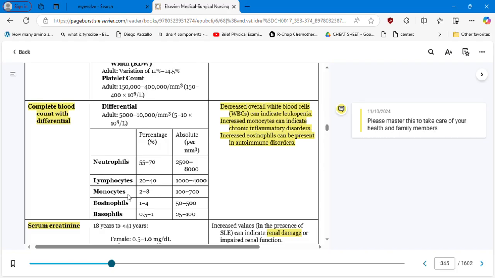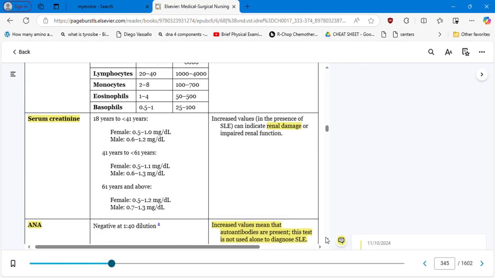You have your first three, and then you have your eosinophils and basophils, right? So decreased overall white blood cells can indicate leukopenia, and increased monocytes can indicate chronic inflammation disorders, and increased eosinophils can be present in autoimmune disorders. So this is extra information for you nurses, future nurses, to understand your lab results, right? Master this information. Your serum creatinine is the best marker for understanding renal damage.